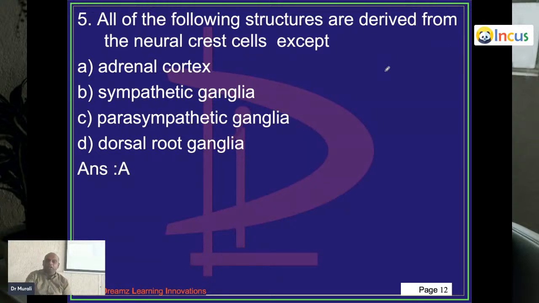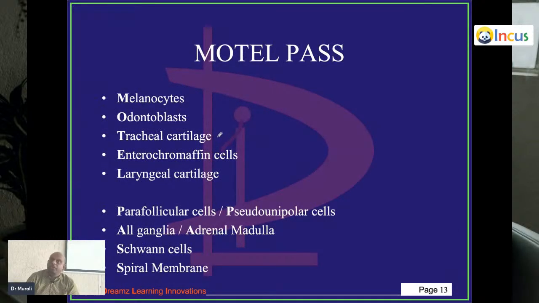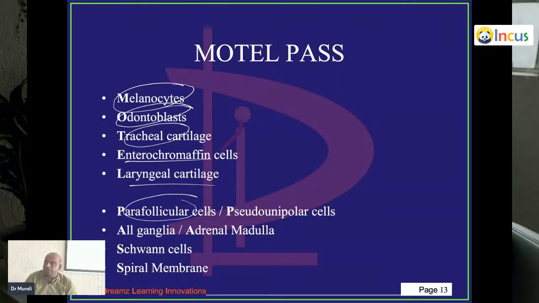So these are all the structures which are derived from the neural crest cells. Sympathetic ganglia, parasympathetic ganglia, dorsal root ganglia. So you can remember motile pars, melanocytes, odontoblasts, tracheal cartilage, enterochromaffin cells, and laryngeal cartilage. Similarly, parafollicular cells, pseudo-unipolar cells, all ganglia and adrenal medulla, Schwann cells, spinal membrane, you have to emphatically remember for tomorrow's exam.